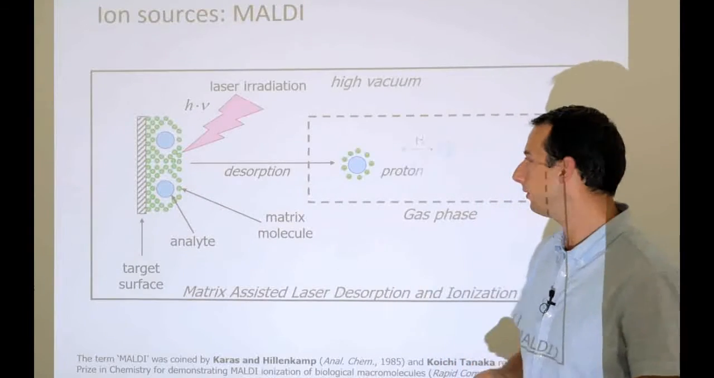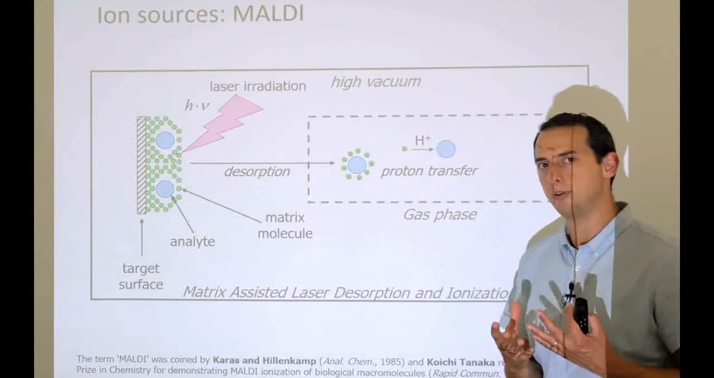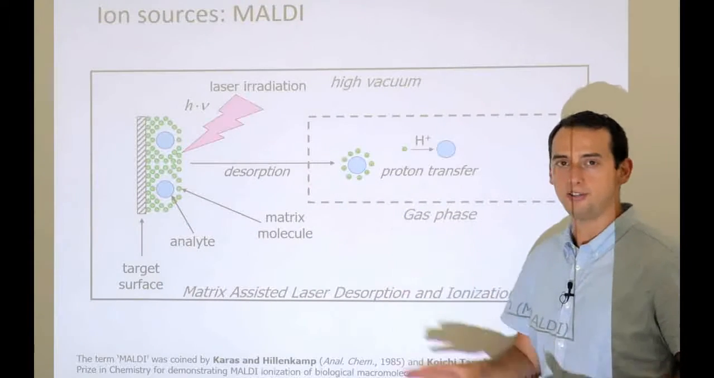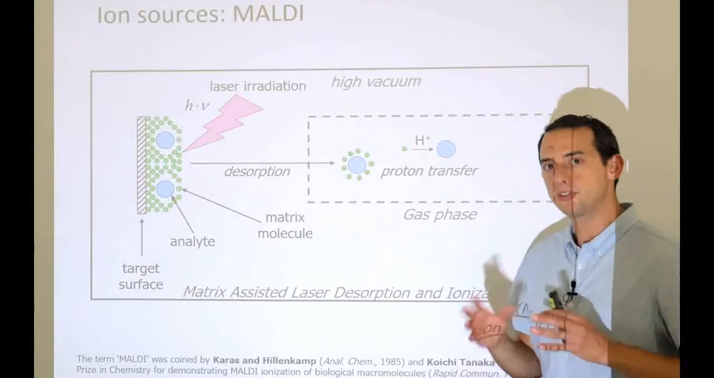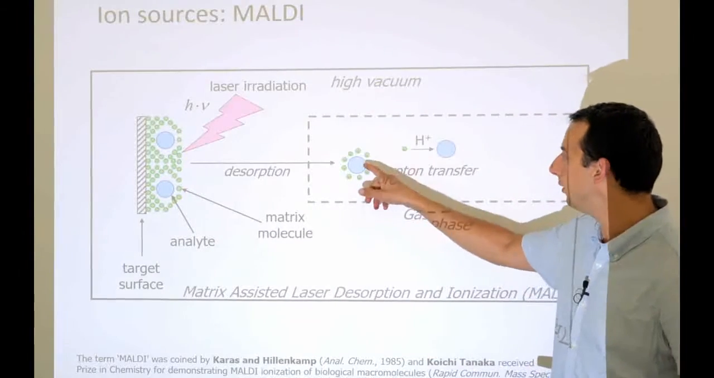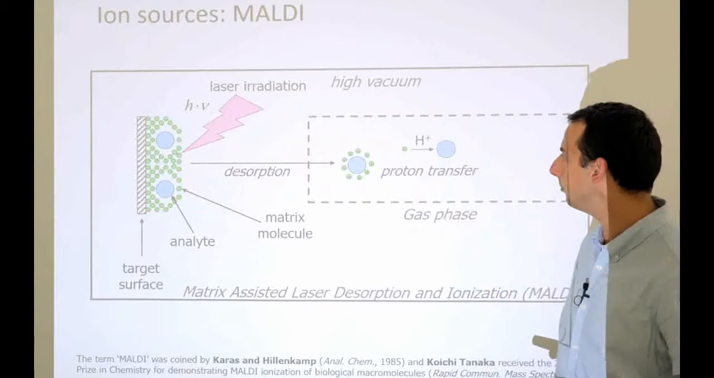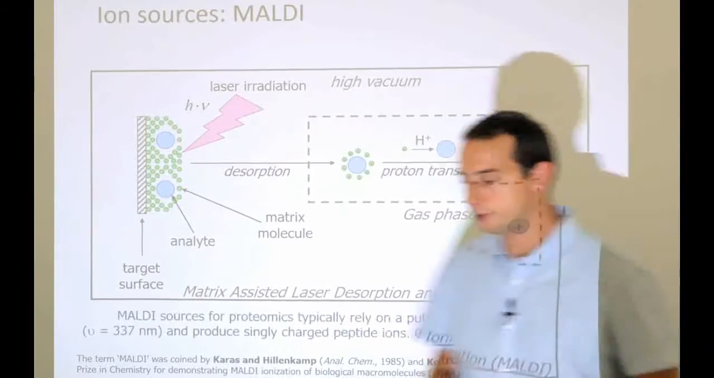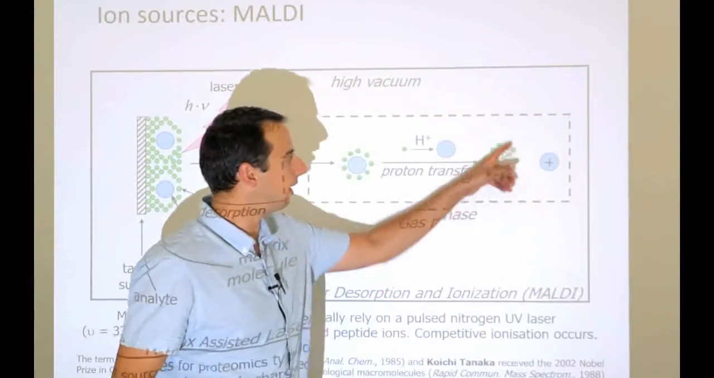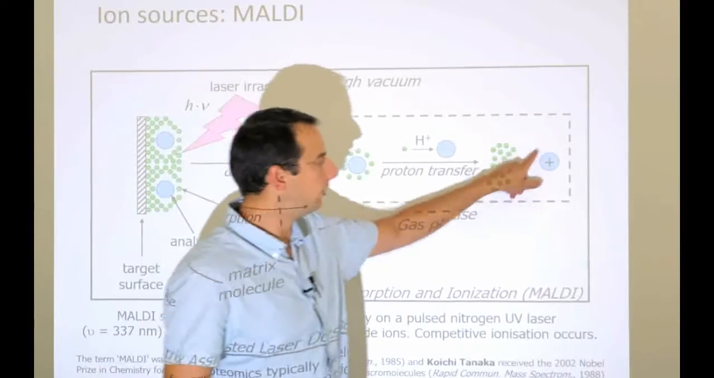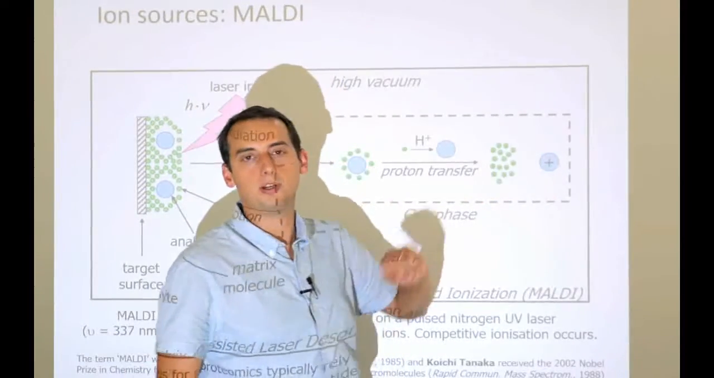charge onto the peptide. We don't really know how this chemistry works because it's high vacuum, high energy chemistry, and it's very difficult to study in detail. But somehow an interaction, a bump between a molecule of matrix and an analyte molecule, is going to result in one proton being transferred. The net result is that we have a bunch of matrix molecules, one of which has now lost a charge, and our analyte molecule or peptide with a charge.